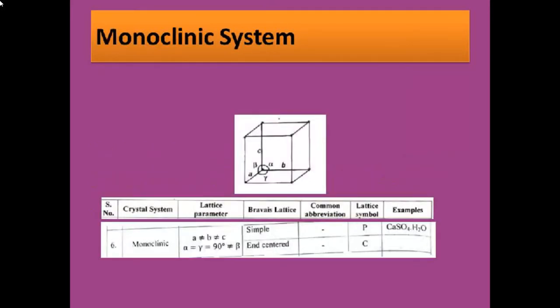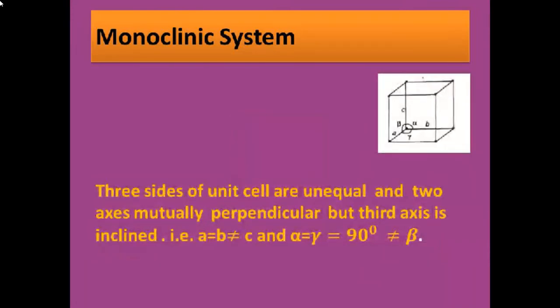Monoclinic crystal. In monoclinic crystal, A is not equal to B is not equal to C, and alpha is equal to gamma is equal to 90 degrees, but it is not equal to beta. This you should remember. Three sides of the unit cell are unequal and the two axes are mutually perpendicular, but the third axis is inclined, that is A not equal to B not equal to C, and alpha is equal to gamma is equal to 90 degrees, and beta is not equal to 90 degrees.